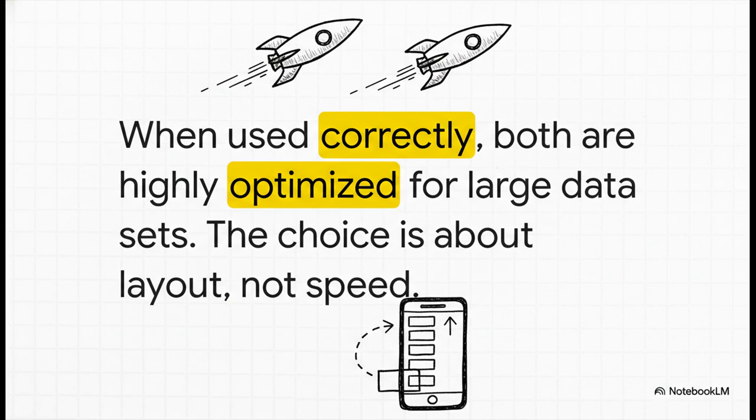Oh, and a quick but super important note on performance. Whatever you do, don't let performance be the reason you choose one over the other. Both of them are incredibly fast and efficient. They use this clever trick called cell reuse, which means they can handle thousands, even millions of items without breaking a sweat. So remember, the choice is about layout, not speed.